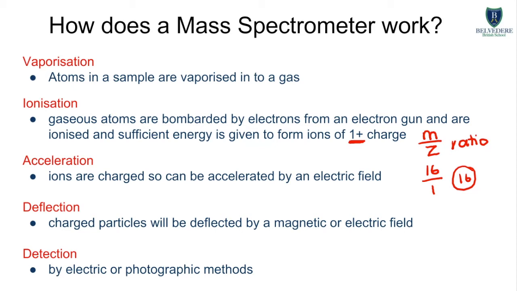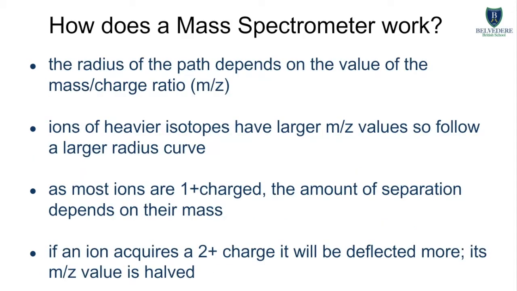So once they are made into ions, they are accelerated by this electric field. They are then deflected using the magnetic field, and then they are detected using various different methods, so either electric or photographic. But remember, you're not going to be asked which method is being used. So the path that the isotope is going to follow is going to all be dependent on this mass to charge ratio, or the m/z ratio.